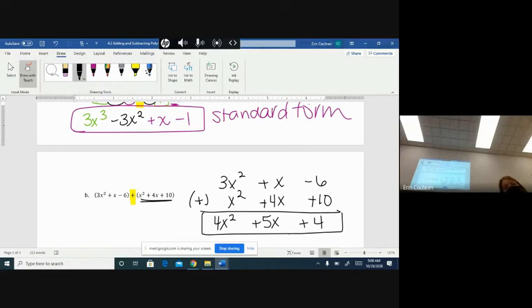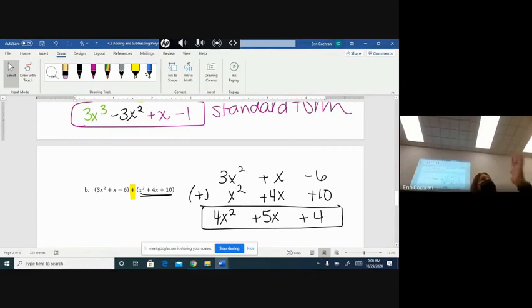Yes, so we're done. What's my degree? 2. What's my leading coefficient? 4. And what kind of polynomial is this? A trinomial. Good. Okay. So that's horizontally and vertically. Does it matter which way you do? No, you can put it away, please.